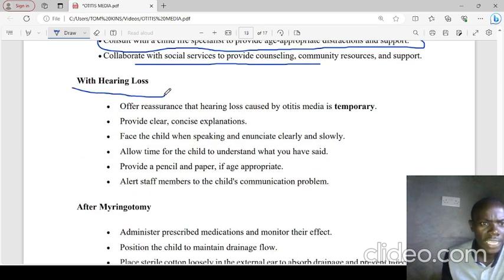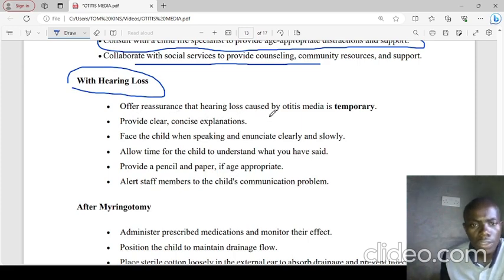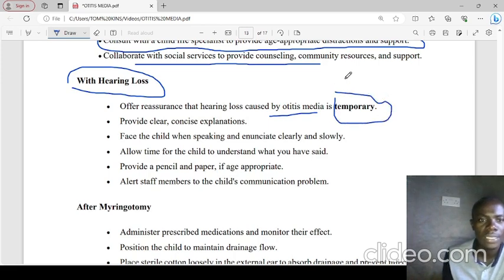For those with hearing loss, what are you supposed to do? You're supposed to offer reassurance that hearing loss caused by otitis media is temporary, so once treatment has been done, hearing can resume. Provide clear, concise explanation. Face the child when speaking, and make sure that you are enunciating clearly and slowly so that they can follow. Allow time for the child to understand what you've said.